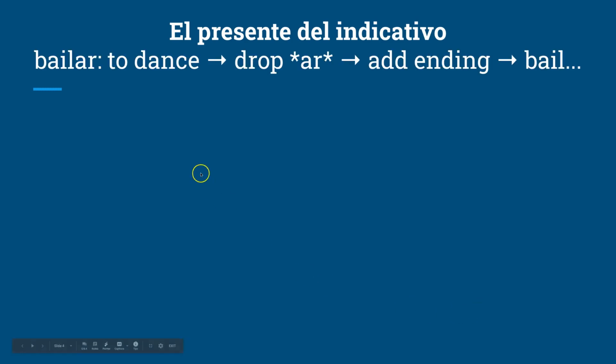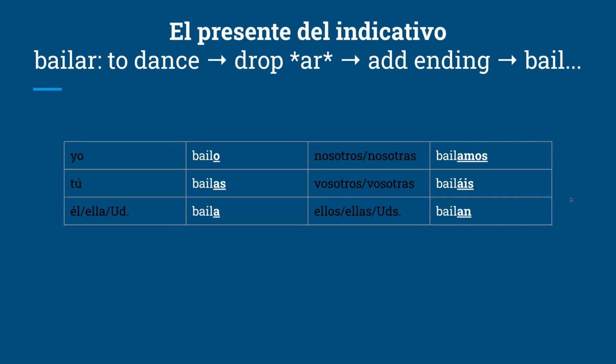El presente del indicativo, the present tense in español. So let's start with an infinitive, and I'm just giving you this information now that bailar means to dance. So if we want to take to dance and make it agree with different subjects so that we can say things like I dance, or he dances, or we dance, you start by dropping the AR, and then we'll add on a special ending that I'm going to teach you. So for now, we just start with B-A-I-L. We've taken bailar and we've dropped the AR. And now we're going to prepare to learn the endings to make bailar agree with different subjects.